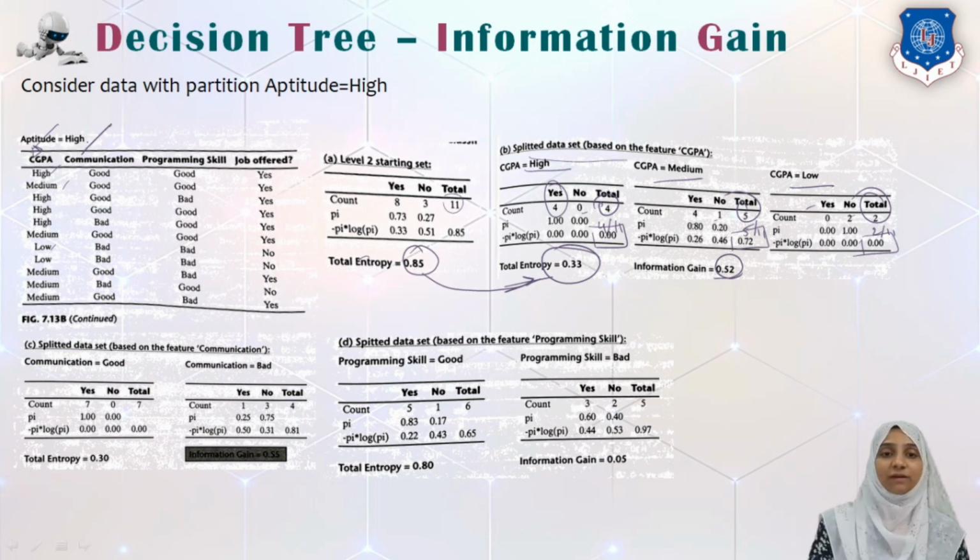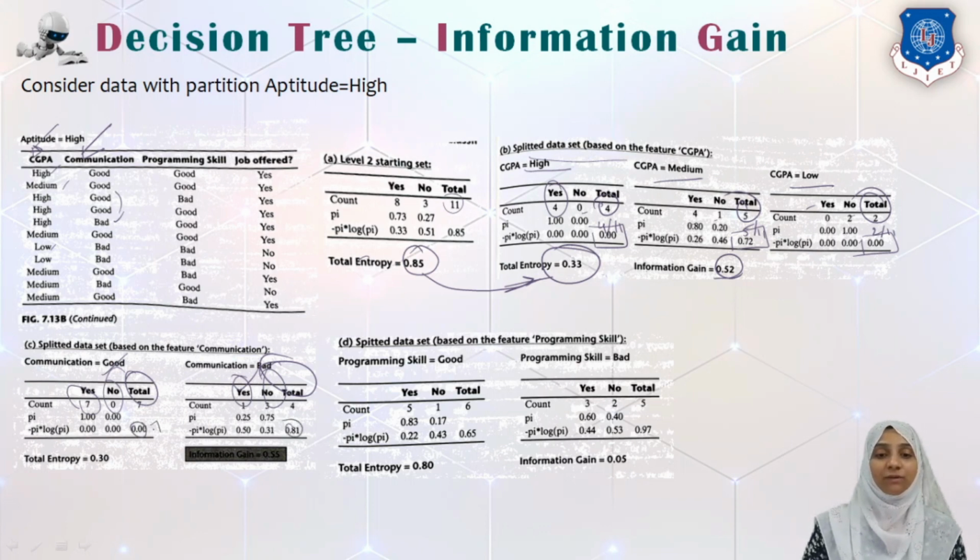Likewise, I will select another attribute, that is communication. Within communication, there are only two values, so only two partitions will be made. Out of 11, we have a total of 7 good samples and 4 samples of bad communication. And likewise, I will see how many yes and no are there within communication good, and how many yes and no are there within communication bad. Likewise, we will calculate their entropy.